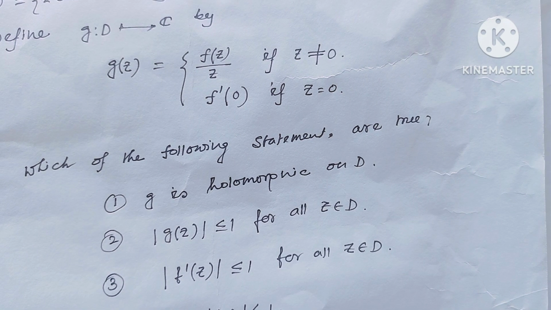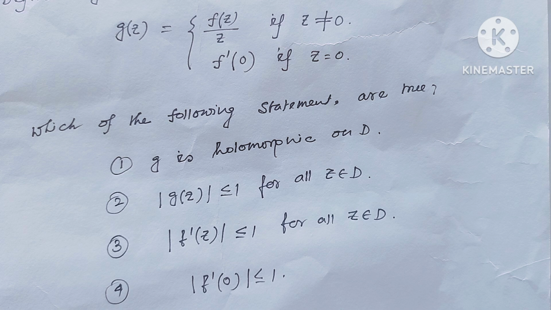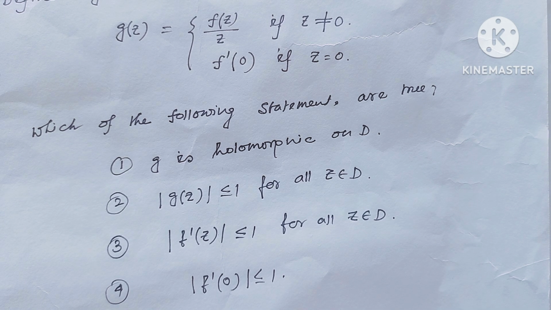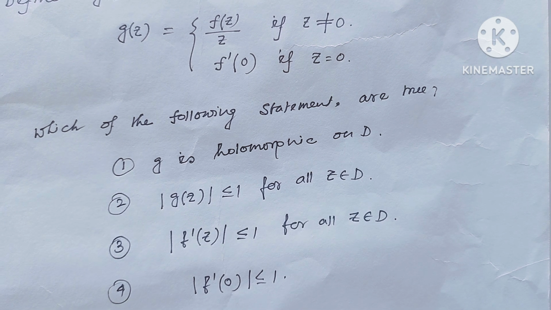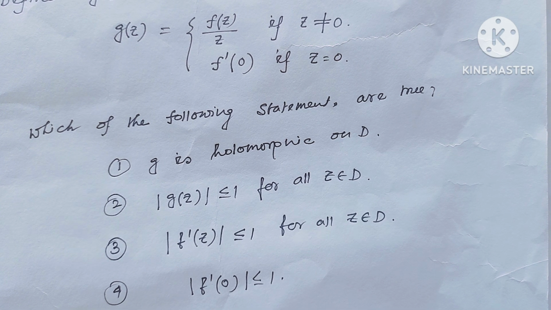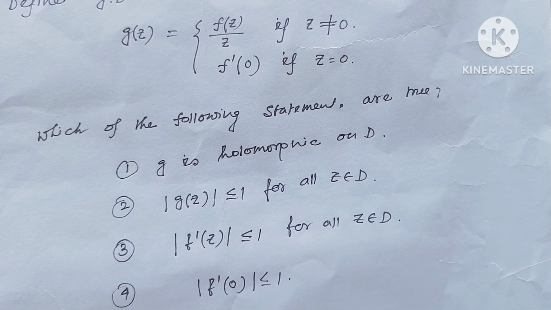For this, at first see the option. Option 2: G is holomorphic, absolute value of G(z) less than or equal to 1. Option 3: absolute value of f'(z) less than or equal to 1. And option 4: absolute value of f'(0) less than or equal to 1.